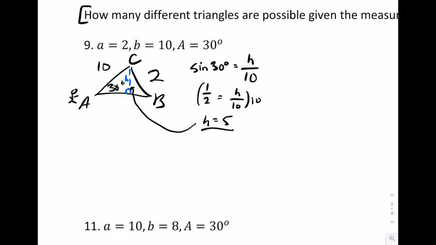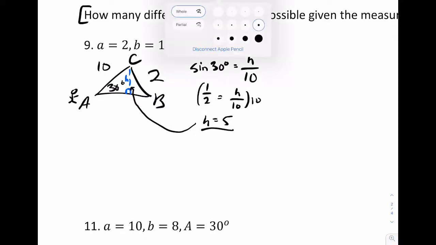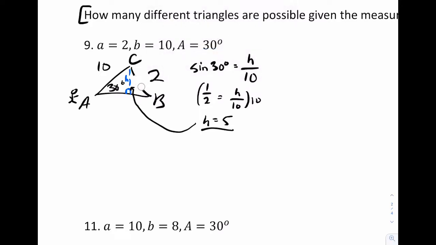Now notice that this leg right here is 2. So if I were to make this more to scale, the 2 would be about that long, if this were actually the length of 10. So notice how this is 10, this is about a fifth, that's 2. This height right here is actually 5. So if I were to fill that in, this leg is 5.